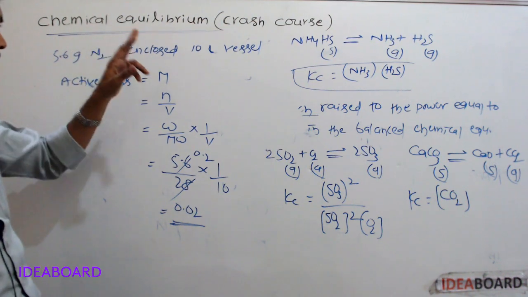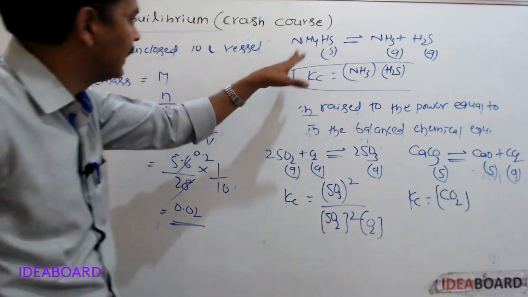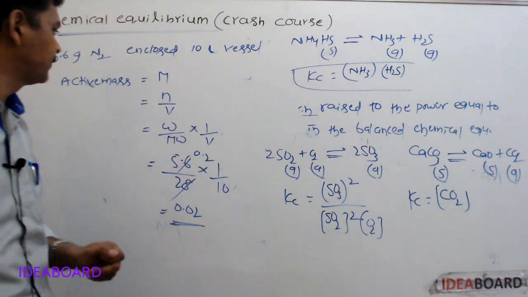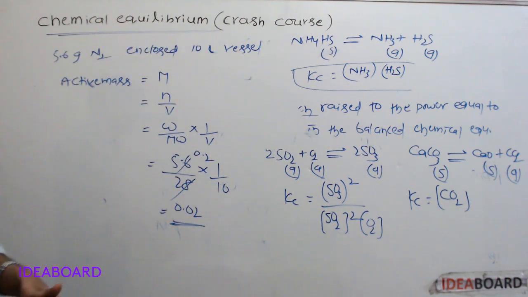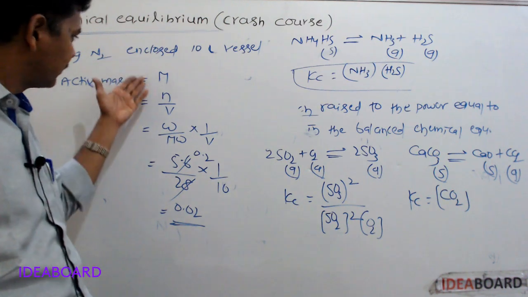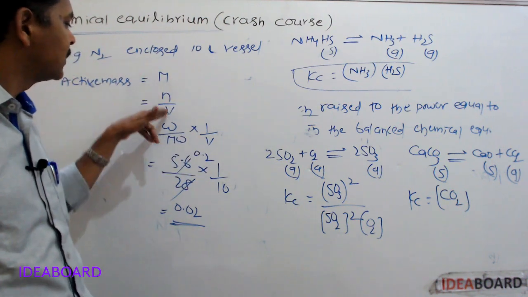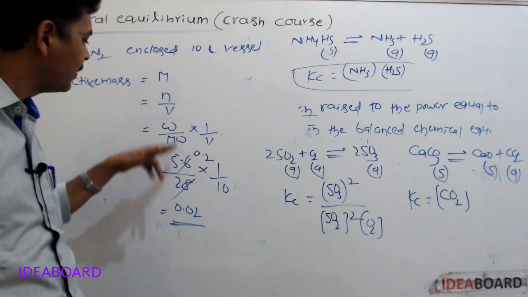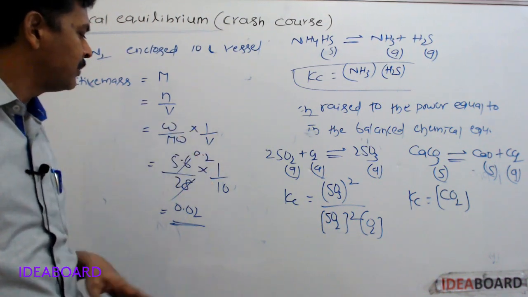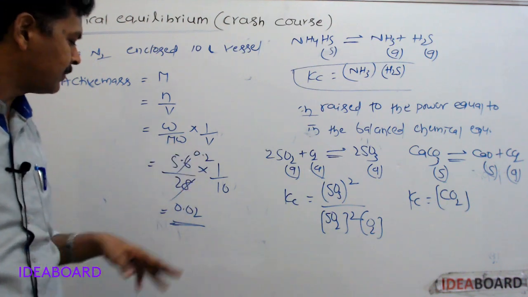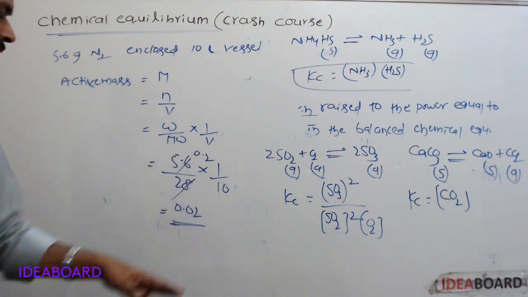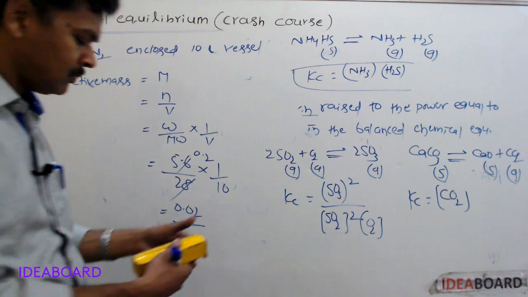5.6 grams of nitrogen gas is enclosed in a 10 liters vessel. What is its active mass? Active mass of nitrogen is equal to molarity only. Molarity means number of moles by volume. Number of moles is weight by molecular weight, into 1 by volume in liters. Weight is this much, 5.6. Molecular weight of nitrogen is 28, into 1 by 10, 0.02.